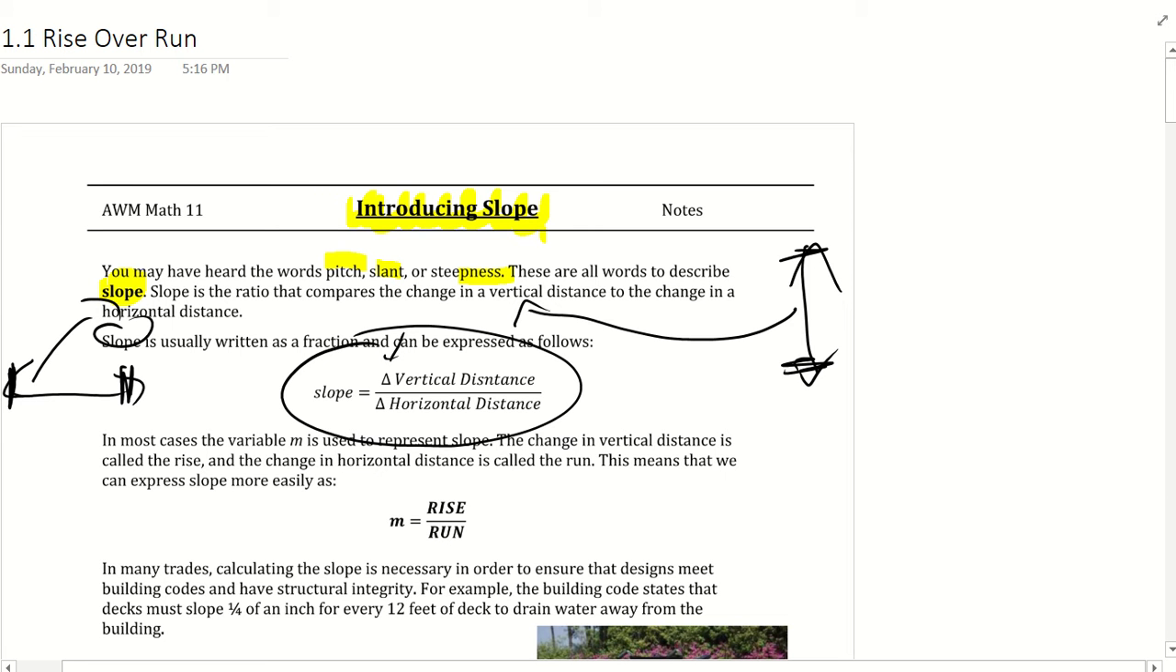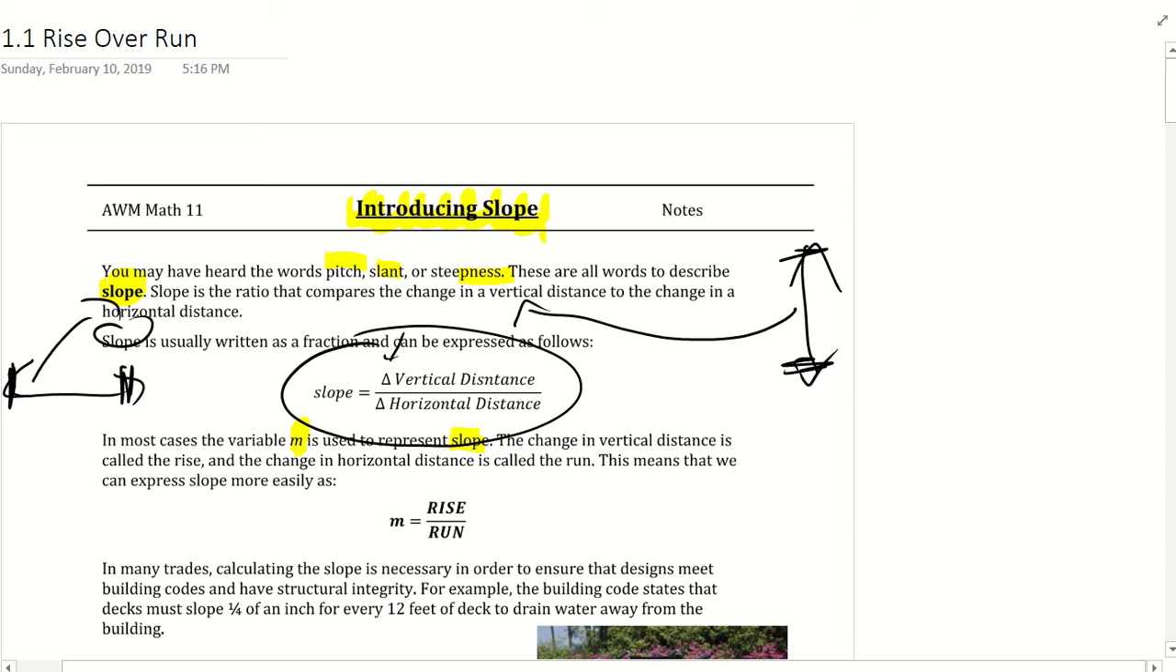All right. So in most cases, the variable m is used to represent slope. I looked up why, and one of the interesting examples I found is that there's a French word, and excuse my French, monter, which means to climb. So if you think of climbing up a mountain slope, that's why they use the letter m. But you can use x or other variables too, but m is usually what's used the most.